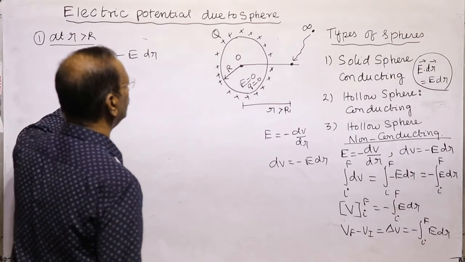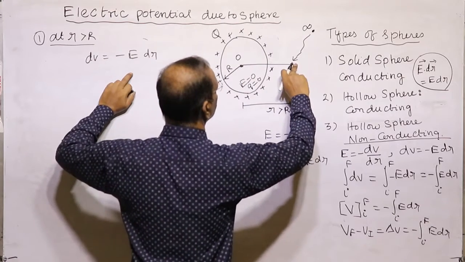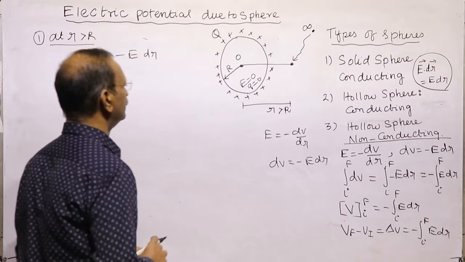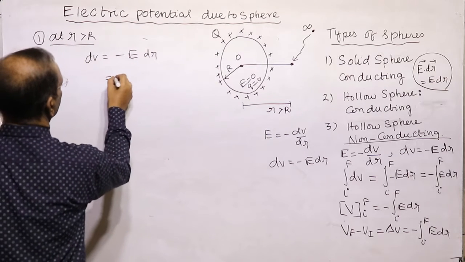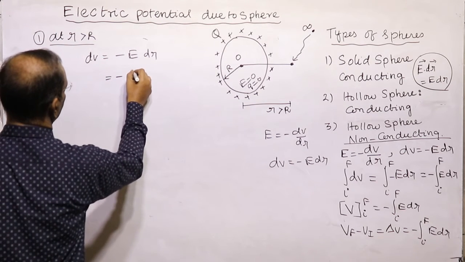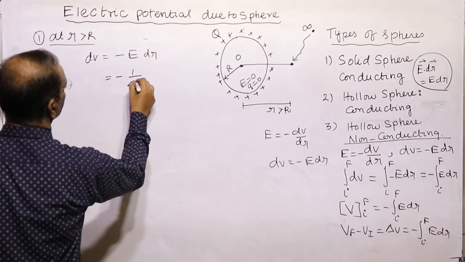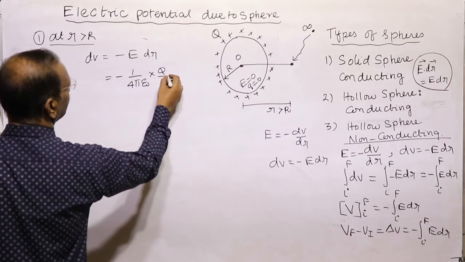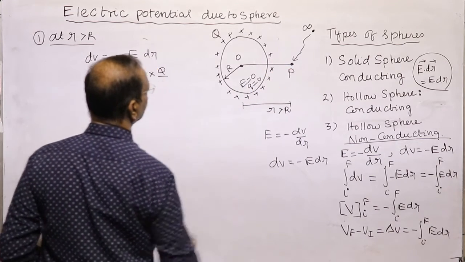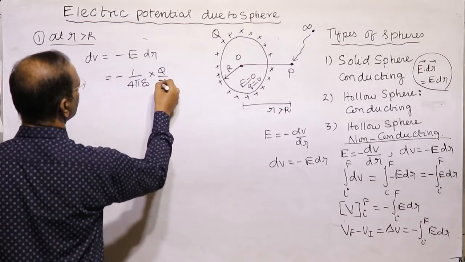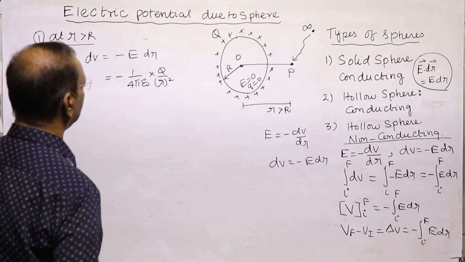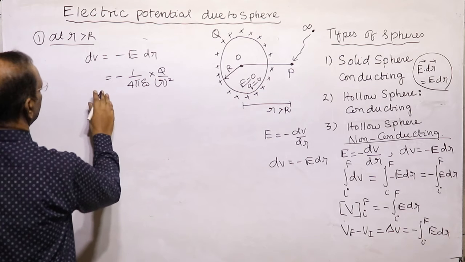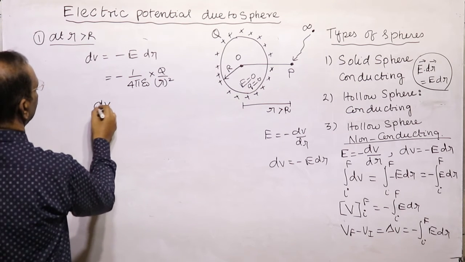What is the electric field at a distance R from the center, outside the surface of the sphere? The electric field can be written as E is equal to 1 by 4 pi epsilon naught into the charge q which is producing the electric field at this point P, divided by the distance squared. This is the electric field direction. And now we want to find the potential difference, that is dV.